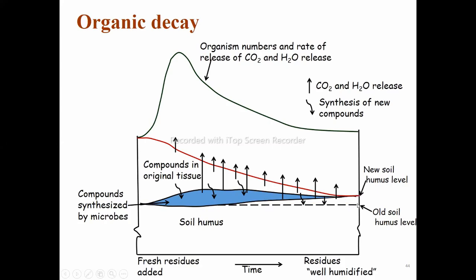This is the old humus level, right? So the new humus level may increase because when the microorganisms' activity starts to increase, the compounds may be produced from the original tissue materials, or maybe through the synthesis of the microorganisms. So the soil humus level may start to increase, and you can see the new humus level here, right? At the meantime, residues may be well humified. Understand this graph? Yes, ma'am.